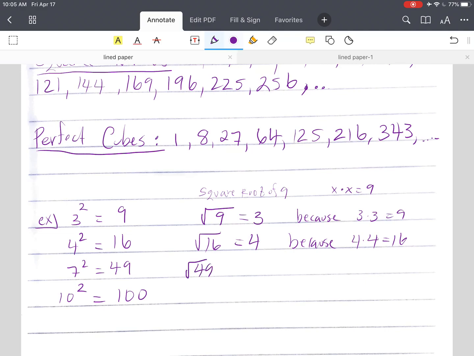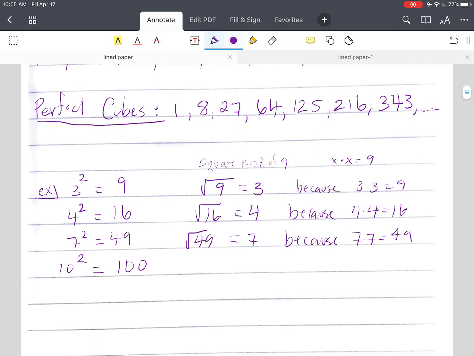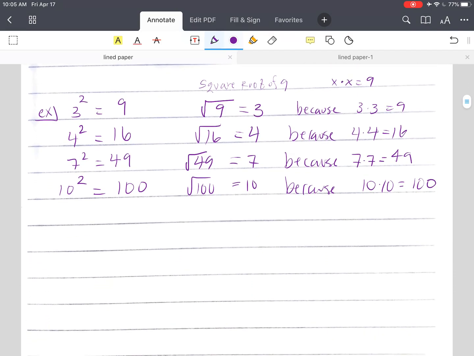What's the square root of 49? 7, because 7 times 7 is equal to 49. Last one. What's the square root of 100? 10, because 10 times 10 is equal to 100.